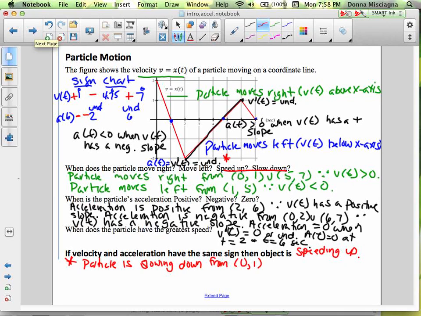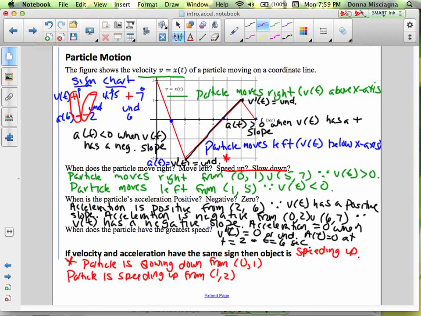So from 0 to 1, these two don't match. But from 1 to 2, they do match. So the particle is slowing down from 0 to 1, but speeding up from 1 to 2. Now we can only evaluate up to 2, and then we have to look at acceleration on the other side of 2. But at least from 1 to 2, we're speeding up.